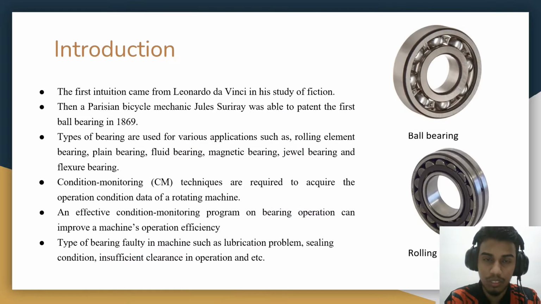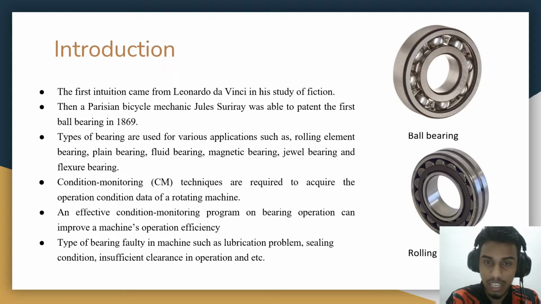My name is Muhammad Jafar Al-Shadiq and I will present the introduction of machine condition monitoring and fault diagnosis of bearing. The first is a history of bearing. The first intuition comes from Leonardo da Vinci in his study of friction. Then, a Parisian classical mechanic, Jules Serure, was able to patent the first ball bearing in 1869. Types of bearing are used for various applications such as rolling element bearing, plain bearing, fluid bearing, magnetic bearing, jewel bearing, and flexure bearing.